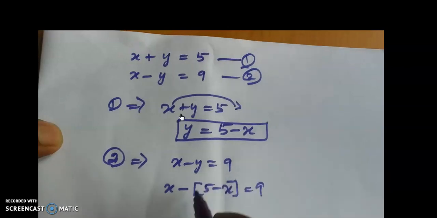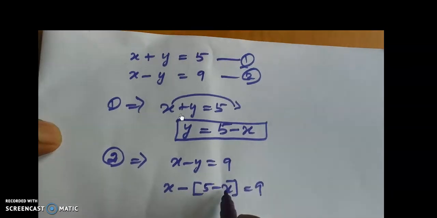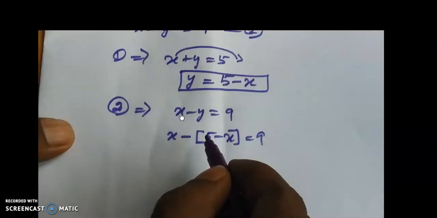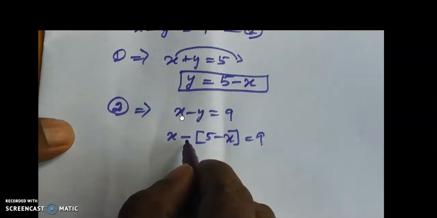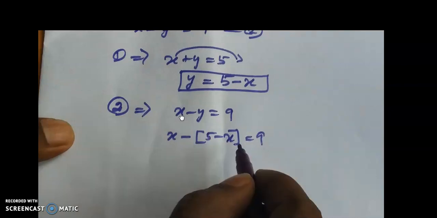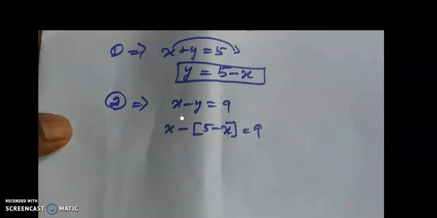Why did I put a bracket here? Because two terms are there, followed by a minus. Wherever two or more terms are followed by a minus symbol, we put them inside the bracket. Okay, so x.